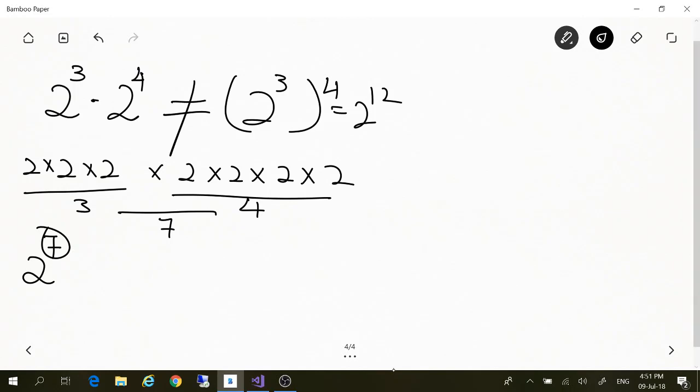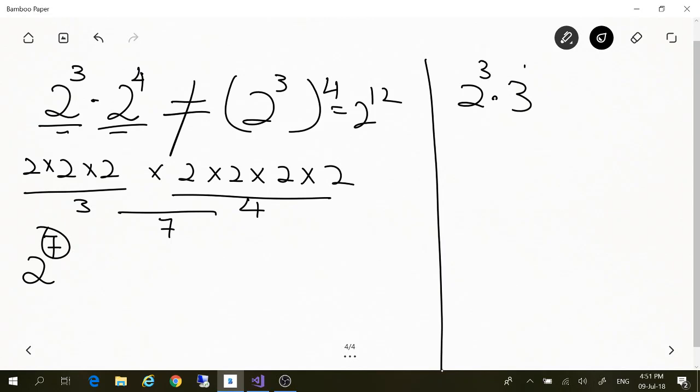Alternatively, you need to understand that they have to have a common base here. If the base is not common, there's no way this formula can be used. That means you can't do this with 2 to the power 3 times 3 to the power 3. You cannot apply the formula.